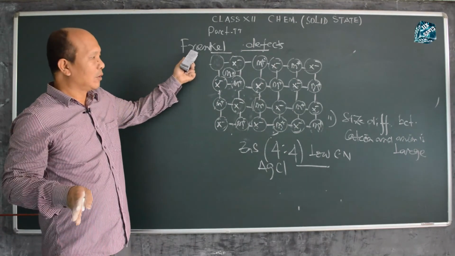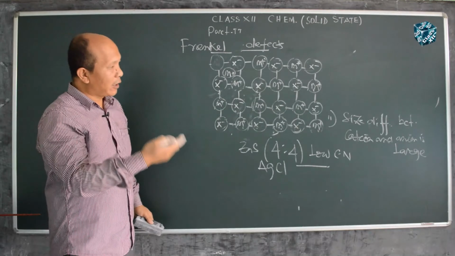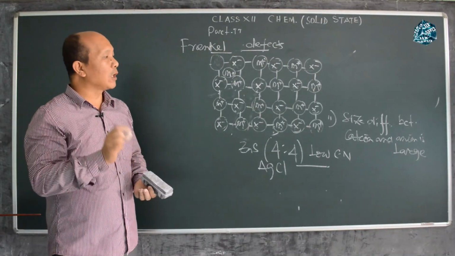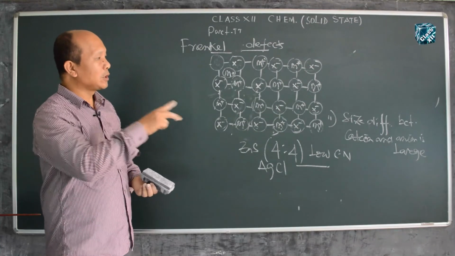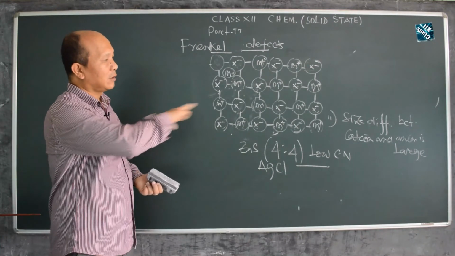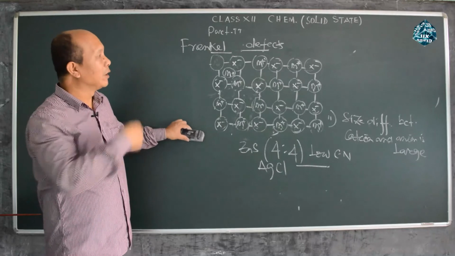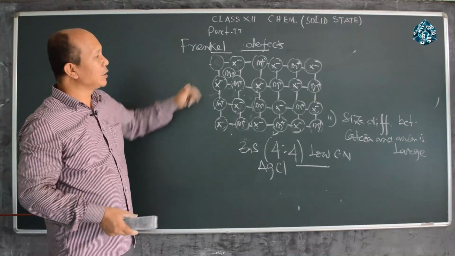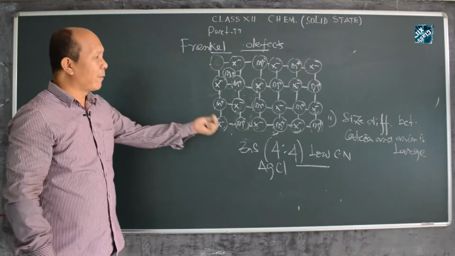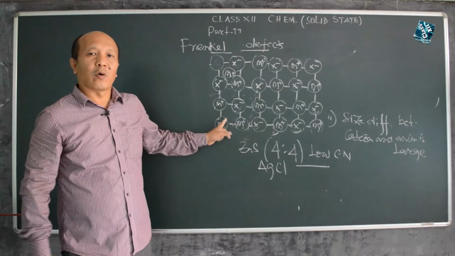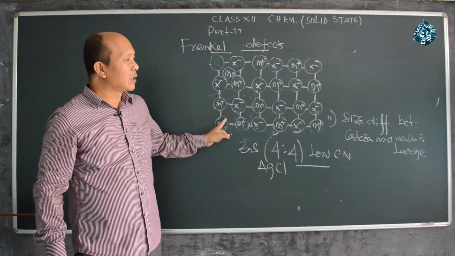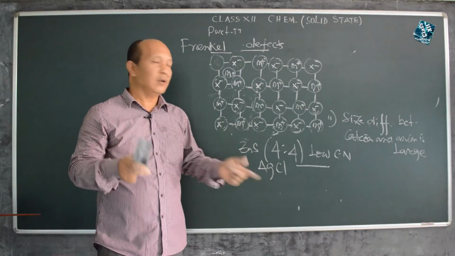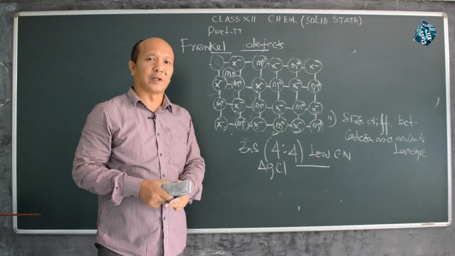Understand the record. Now I am going to examine the favorable conditions and consequences separately. The consequences are: stability decreases, conductivity increases, density remains the same. The favorable conditions are a low coordination number in the crystalline solid, and a large size difference between cation and anion.